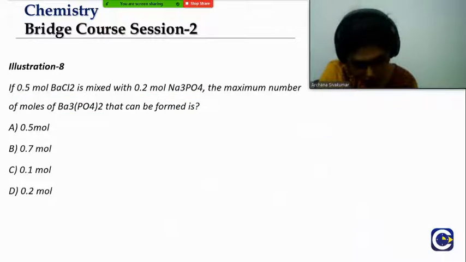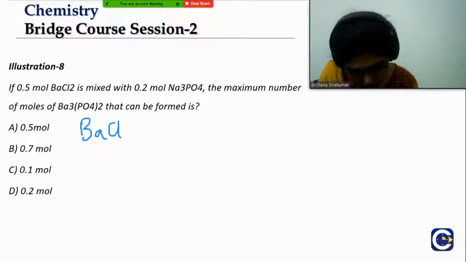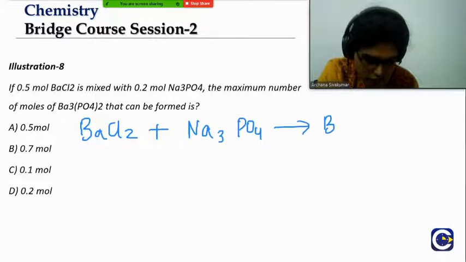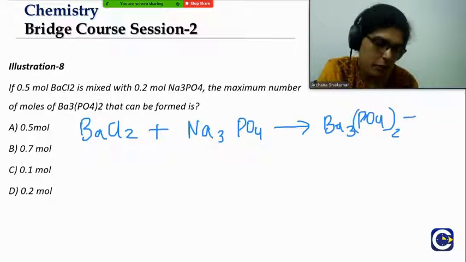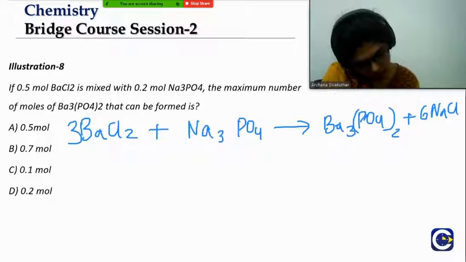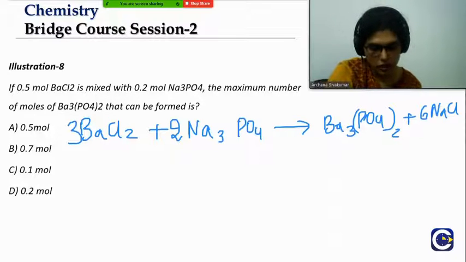So let's write that equation again. Barium chloride will react with sodium phosphate to give barium phosphate and 6 NaCl. So I have 3 here and I have 2 here. So this is the equation that is present.